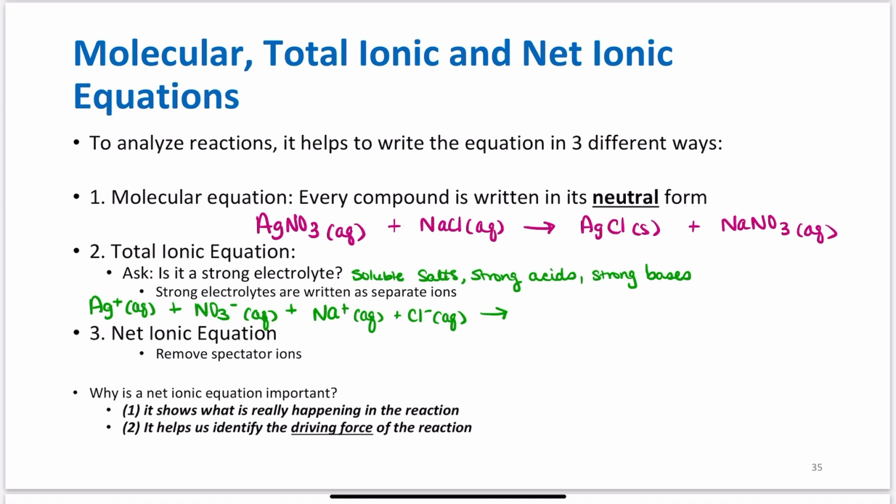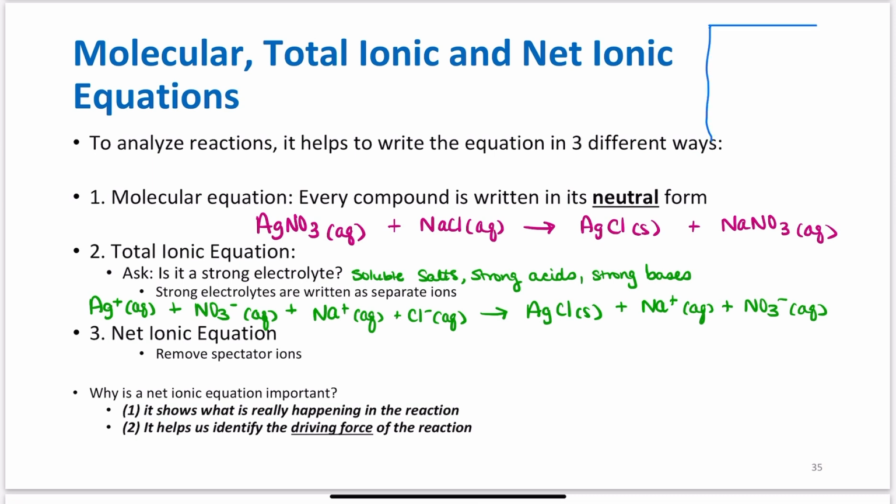Next up, I have silver chloride, and that says solid, meaning it's insoluble. It is not a strong electrolyte. It is, in fact, a weak electrolyte. We'll talk more about that in Chem 2, but we leave that together. So AgCl, solid, stays together. And then my sodium nitrate is a soluble salt, so I'm going to split that up and write Na+ and NO3-. So the total ionic equation includes all the species written out, how they exist in actual solution.